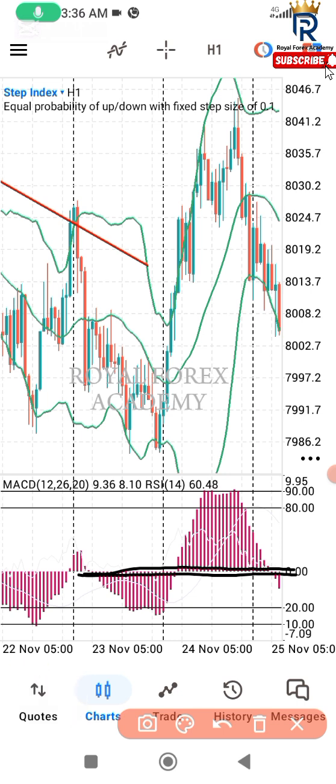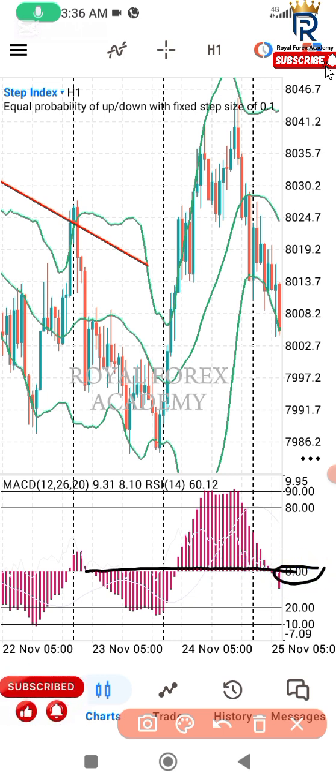What that simply means is that the pressure of both the buyers and the sellers are the same. So you pay attention to this zero level, so you can see how price behaves around the range of this zero level. Whenever there is a bullish momentum, the MACD histogram will begin to rise to the upside, just as you are seeing, it begins to rise to the upside.